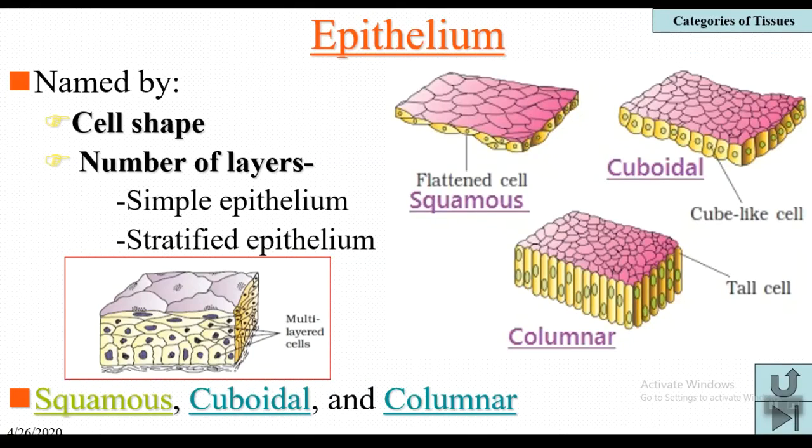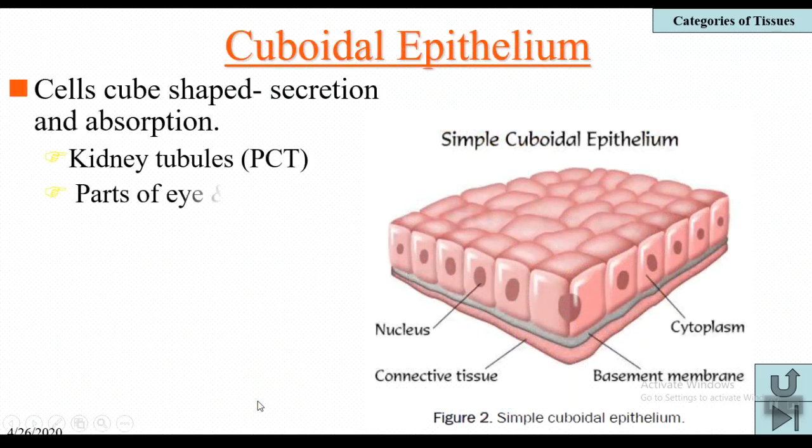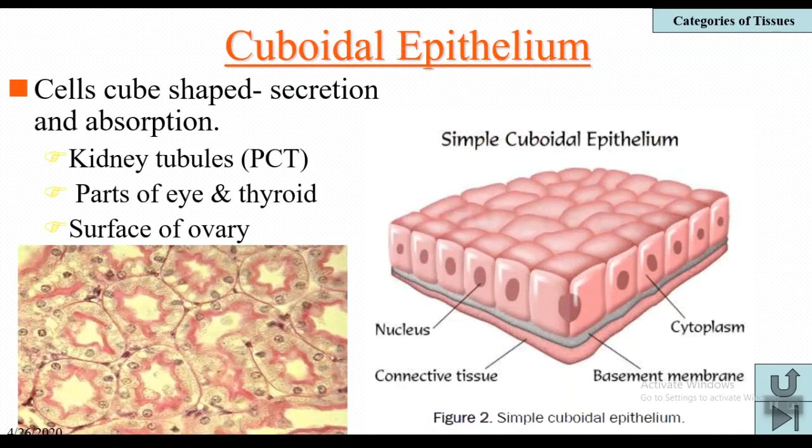Coming to the next type of epithelium, cuboidal epithelium. This cuboidal epithelium is named because of the shape of the cells. The cells of this epithelium are cube shaped and the nucleus is centrally located. You can clearly observe here the nucleus is centrally located. And this cuboidal epithelium is particular to the areas where secretion and absorption is observed.